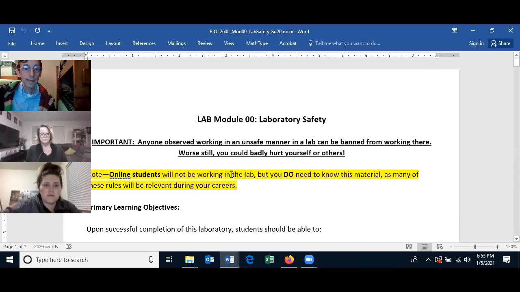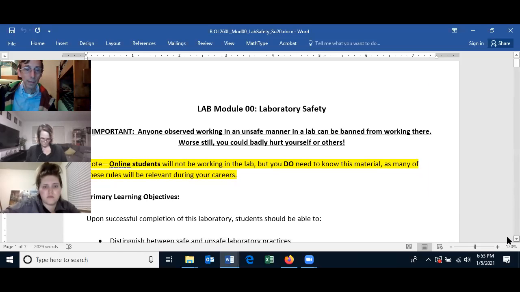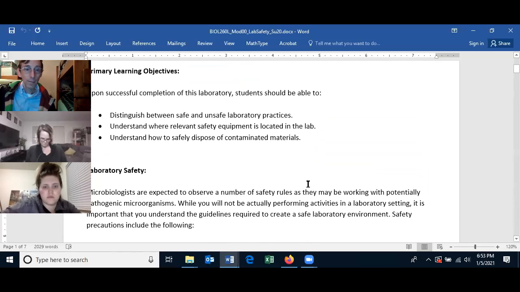All right, laboratory safety. You're not actually going to be working in the lab, but you do need to know about laboratory safety, as some of these questions will be on the quiz. The primary learning objectives: be able to distinguish between safe and unsafe laboratory practices, understand where the relevant laboratory safety equipment is located in the lab. This one I don't think I'm going to quiz you on because you're not actually going to be in the lab. Understand how to safely dispose of contaminated materials.